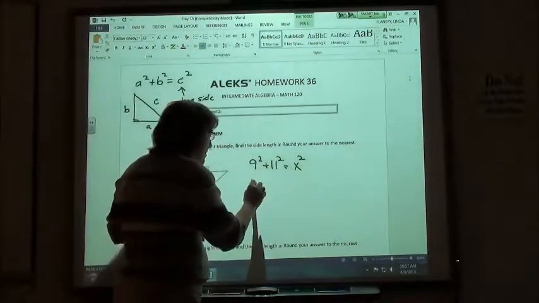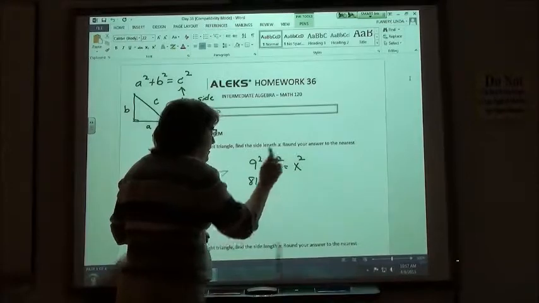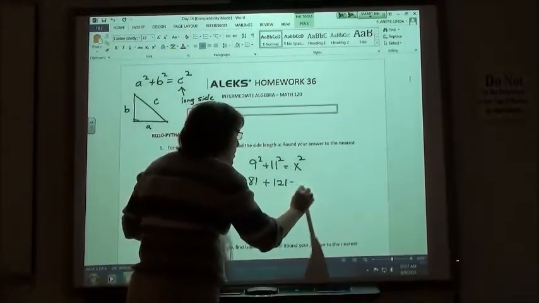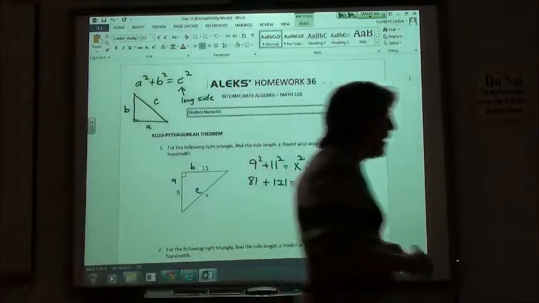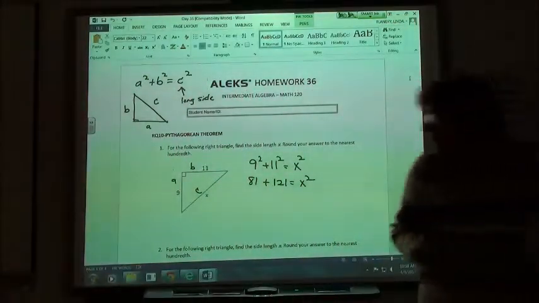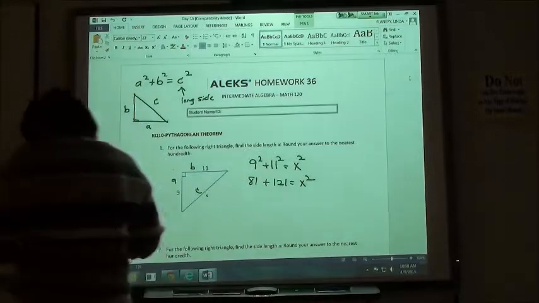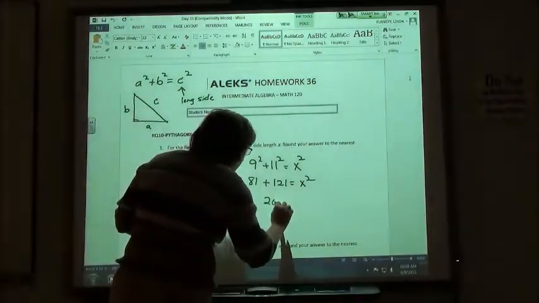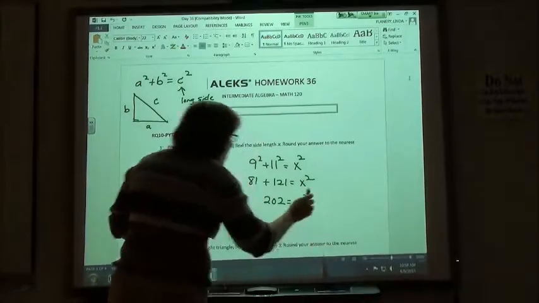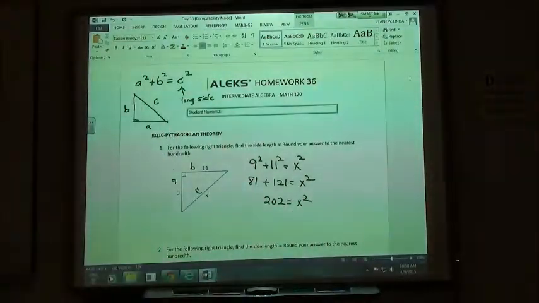9 times 9, 9 squared, 81. 11 times 11, 121 equals x squared. I am then going to go ahead and add my 81 plus my 121. And I get 202 equals x squared. Now we need to solve that for x instead of x squared.